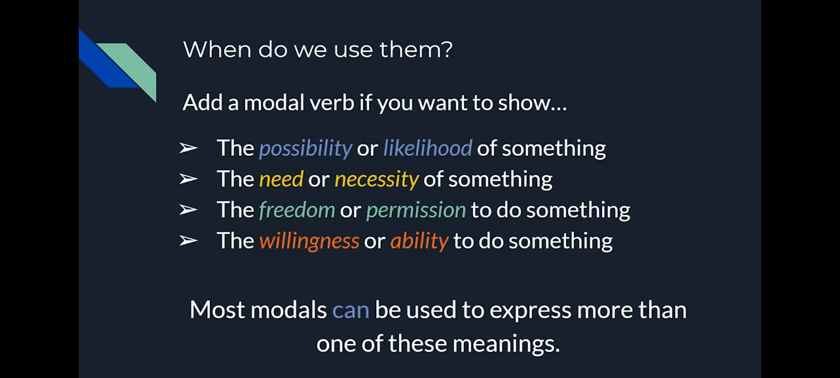Modal verbs can be used for a lot of reasons. I want to talk about maybe 4 today. The possibility or the likelihood of something happening. They can talk about the need or the necessity of something to happen. They can talk about having the freedom or the permission to do something. And they can talk about having the willingness or the ability to do something. And yeah, a lot of those overlap in a little bit of different ways, but it's not that important.